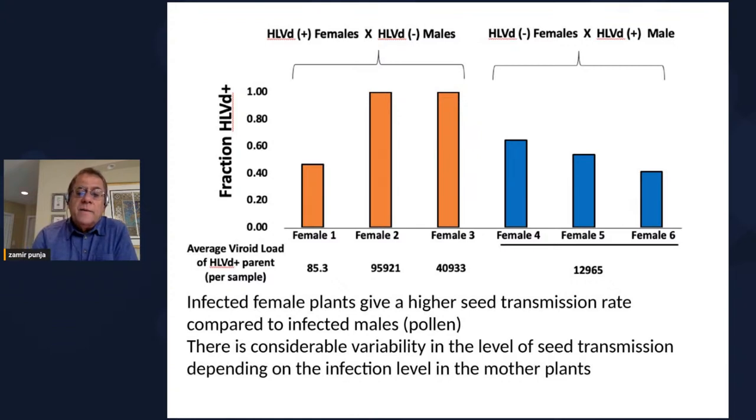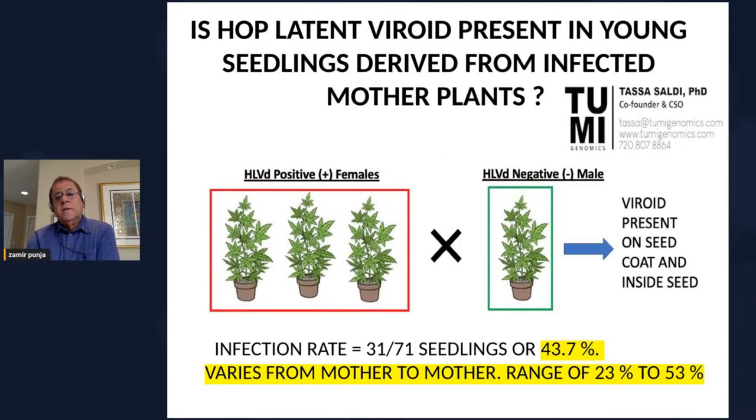But the data that they presented shows that it is possible for hop latent to move through the pollen and through the ovules in the seed. So much so that some of the infection rates in seedlings that were germinated from these seeds were as high as 40%, in a big range of 23 to 53%. So these seedlings that came out from these infected crosses are giving rise to infected plants. So there's another way that hop latent viroid is able to move from one generation to the next. In addition to cuttings, in addition to roots and water, it's also possible to move through seed.